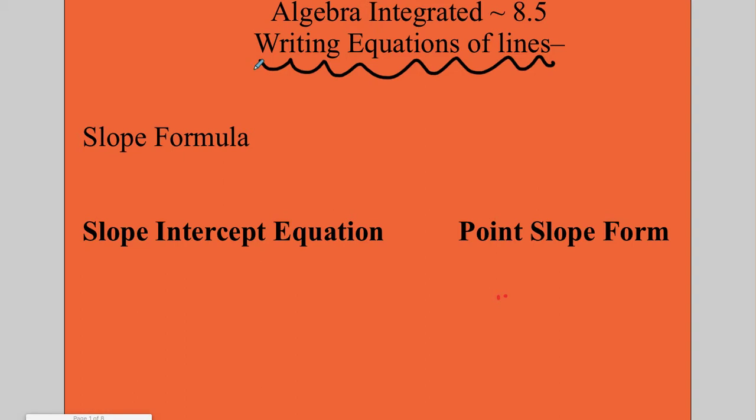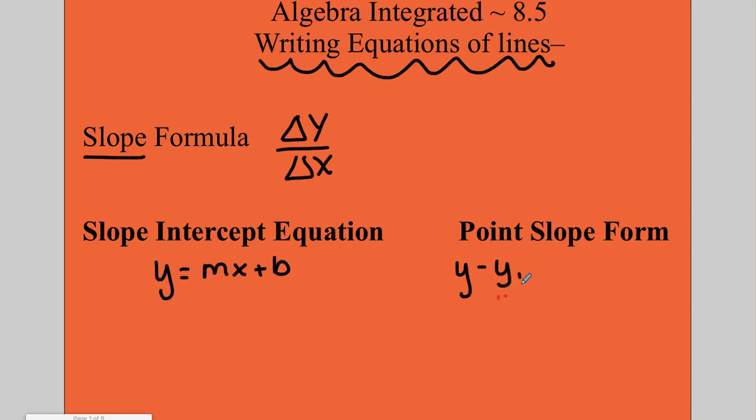Now, there's a very big difference between finding the slope of a line, which is a formula, right, which is a ratio of the change in y over the change in x. The change between points on a line is your slope. Writing an equation of a line is one of those three equations we talked about. We've talked about the slope-intercept equation, which is in the form y equals mx plus b. We've talked about the point-slope form, which is y minus y1 equals m times x minus x1. And we've also talked about standard form, which is ax plus by equals c.